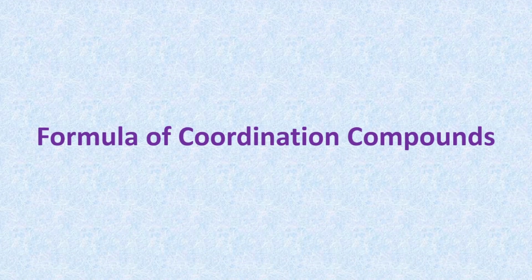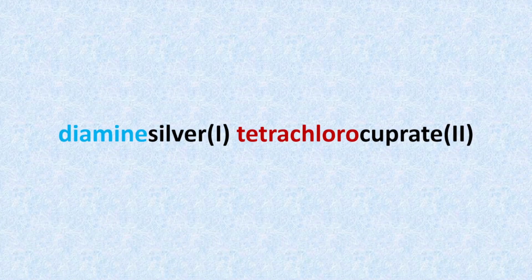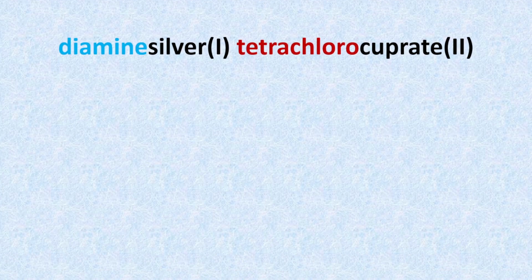So far we have discussed the naming of many coordination complexes. Now let us give the chemical formulas of some of the coordination complexes. The first complex is diamine silver 1 tetrachlorocuprate 2.